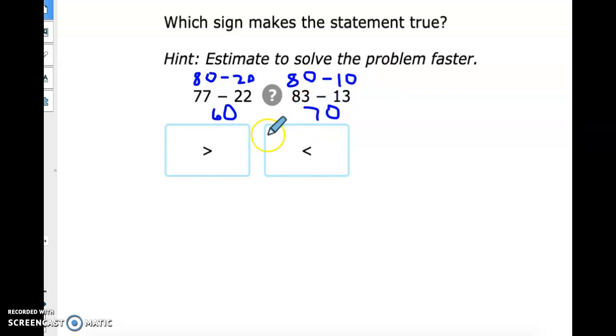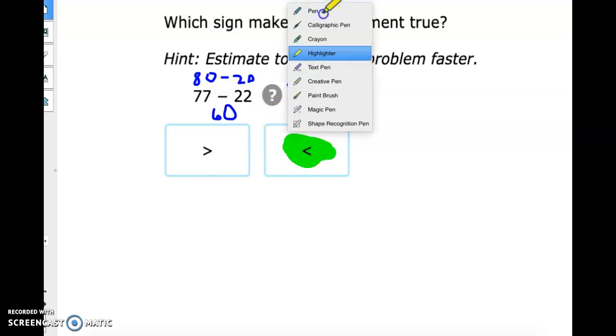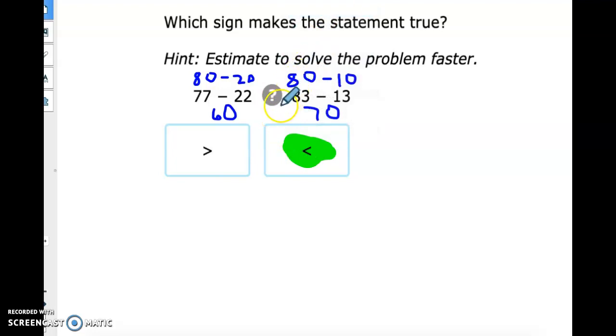Okay, so we have to think, is this side greater than this side, or is this side less than this side? In this case, this is the sign that we would choose, because if we would move this sign right here, it would be 60 is less than 70.